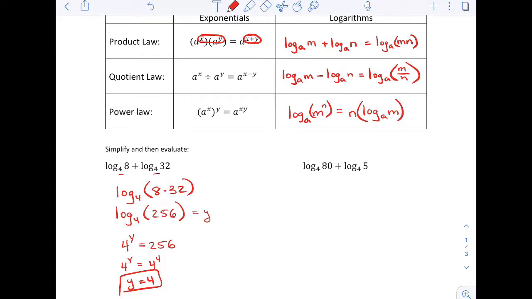All right, let's keep going. Same idea for the one over here. Both have base of 4, so log 4, and we're going to be multiplying together. 80 times 5, that's going to give me my new argument. And we end up with 400. Now, if I'm trying to evaluate this one here, we have 4 to the power of y, because we'll call all this equal to y, is equal to 400.